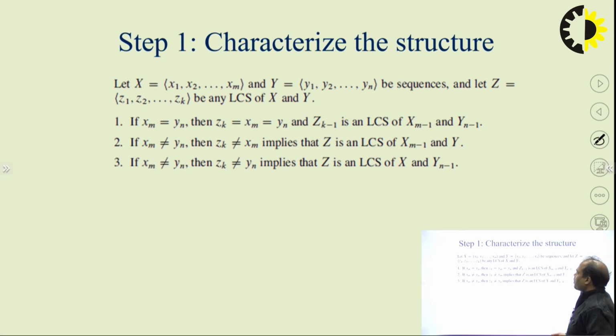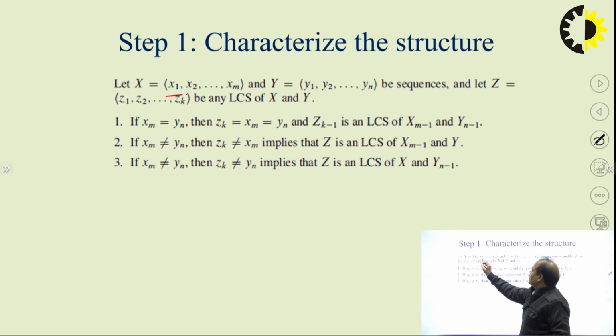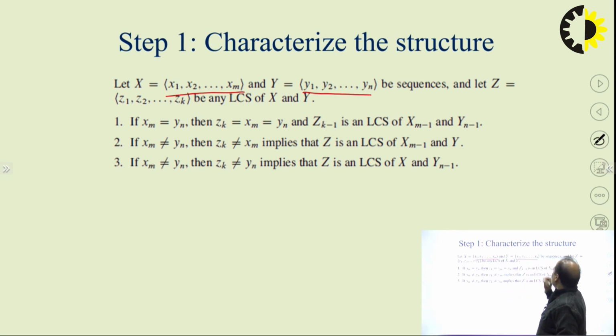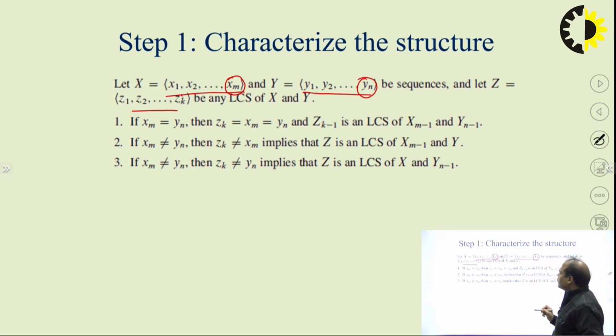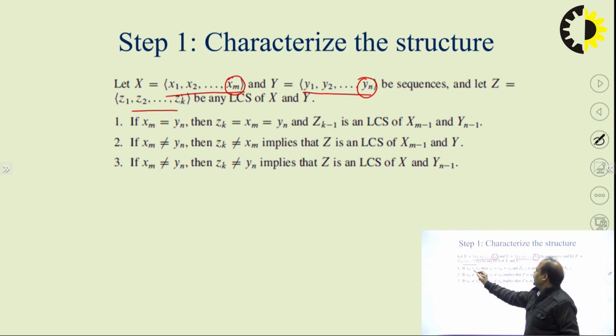Step number 1. Suppose X is this sequence and Y is this sequence, and consider Z to be any LCS of both X and Y. We can see that there are 3 cases to get the LCS. Suppose this element and this element are equal; then they are going to contribute to the LCS, right? If they are equal, they contribute to the LCS.